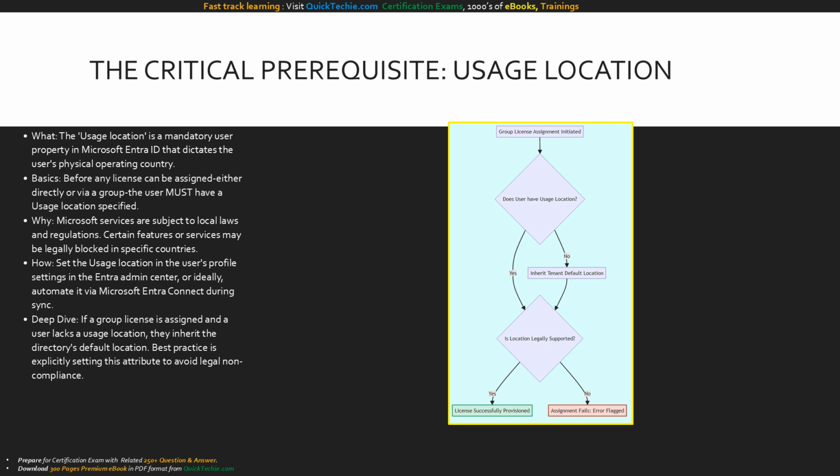But if the location is unsupported or embargoed, the flow drops to the red box, assignment fails. The user is flagged, and the administrator must intervene to correct the compliance issue.